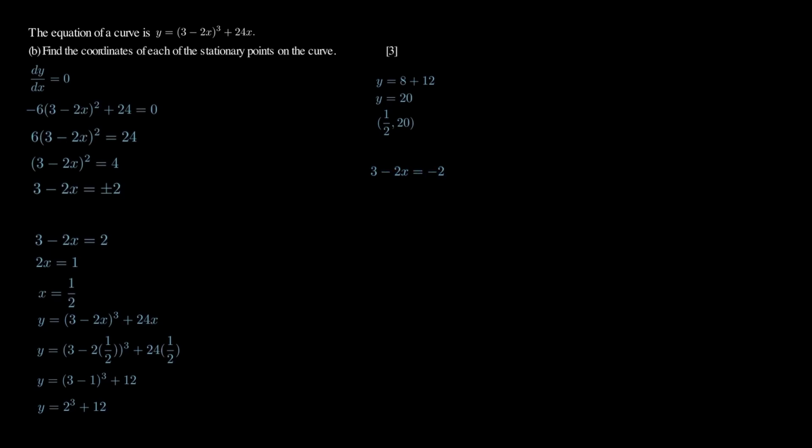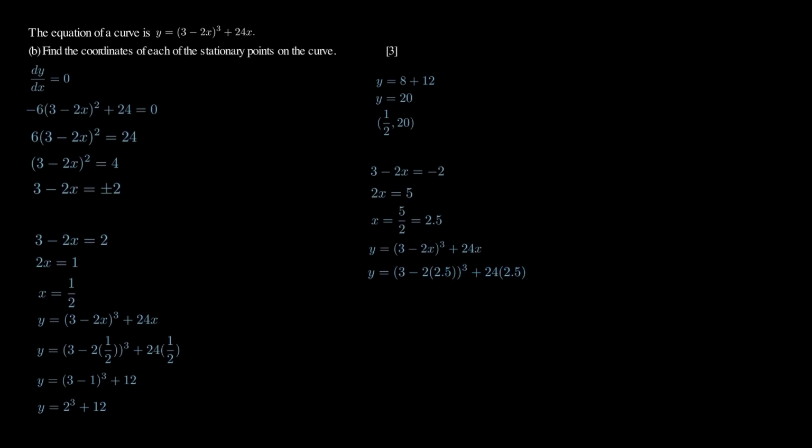So 3 minus 2x, we have to solve it when it is equal to negative 2. We can rearrange it to find 2x equal to 5. By dividing both sides by 2, x would equal 2.5. Now we have to do the same thing as we did previously. By inputting x equal to 2.5 into the original equation of the curve, we would be able to find the corresponding y of that.